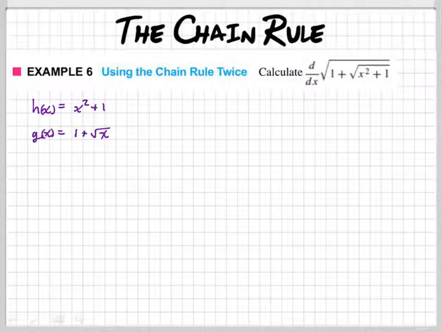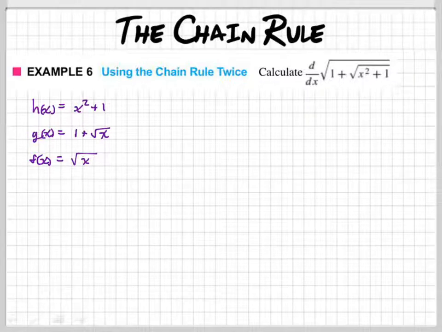And so we're actually going to be plugging this into the x right here, so it matches this right here. Okay, then the very last function, the very outside function, f of x, is just square root of x. So those are the things that you're going to have to take the derivative of.